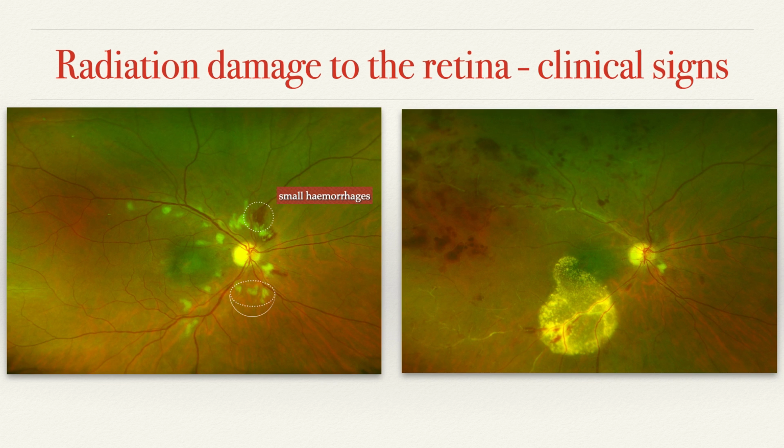And the second one are these yellow patches of material there. What is that? These are called cotton wool spots, and they're microinfarcts in the nerve layers of the retina.